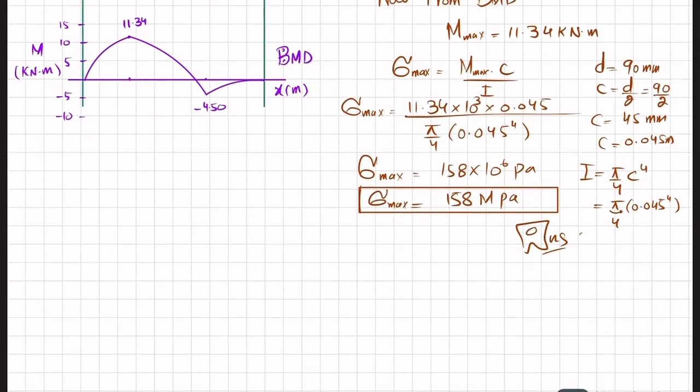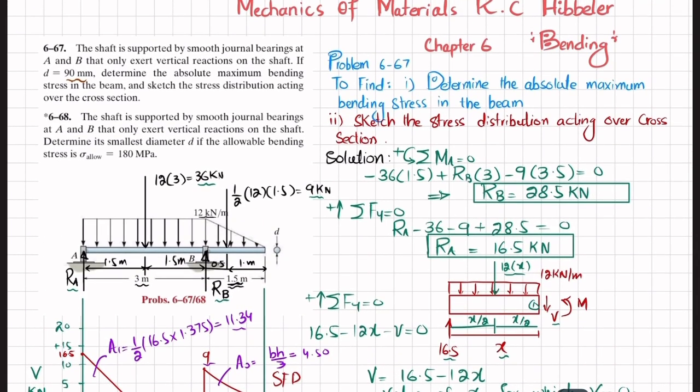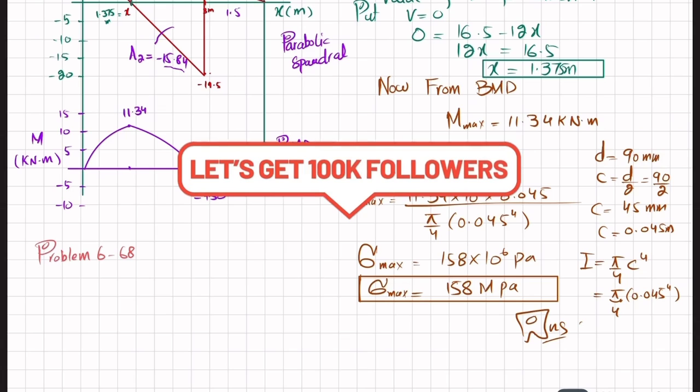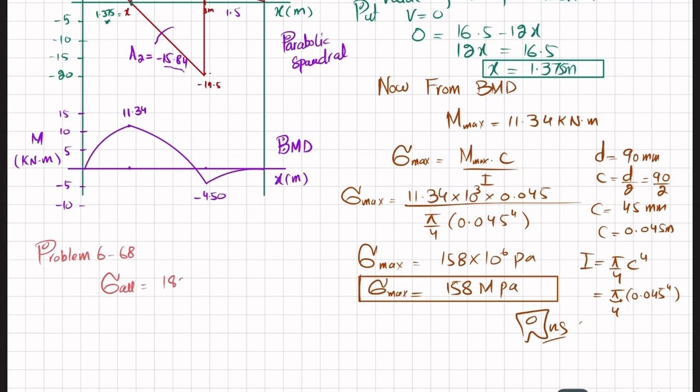Question 6-67. Now we'll move to solve problem 6-68. And what's the statement? The statement is the shaft is supported by smooth journal bearing at A and B that will exert vertical reaction on the shaft. Determine smallest diameter D if allowable bending stress is 180 megapascal. So we have been given allowable bending stress, that is 180 megapascal.